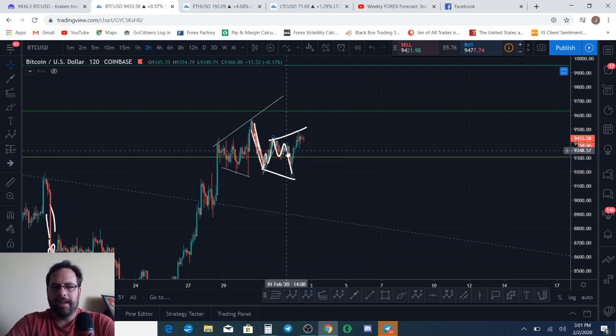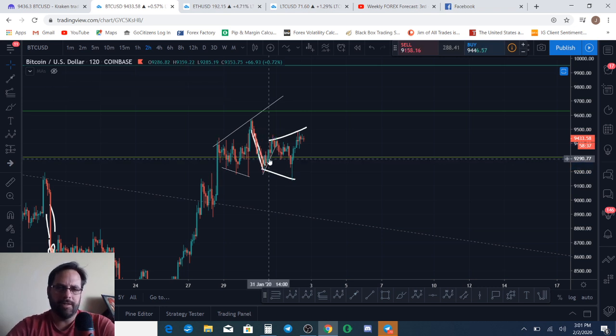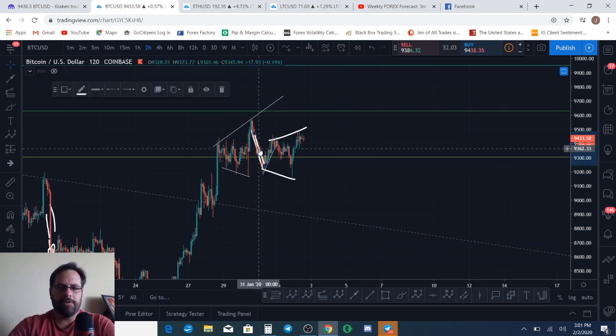But I feel like we have another hit to the high to go, looking for $10,000. We don't have to hit it. We don't have to go up there. We could go down from here. There's enough waves in this structure to be finished, and I understand that as well.